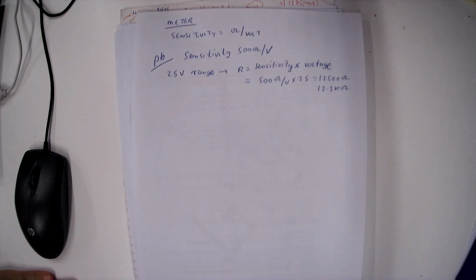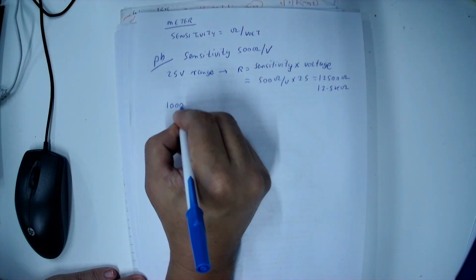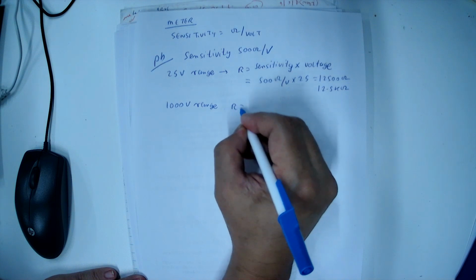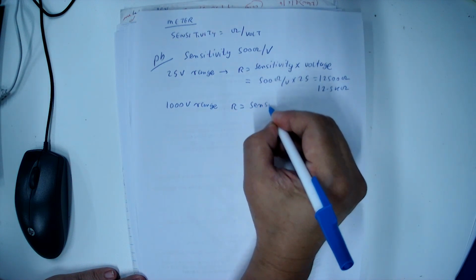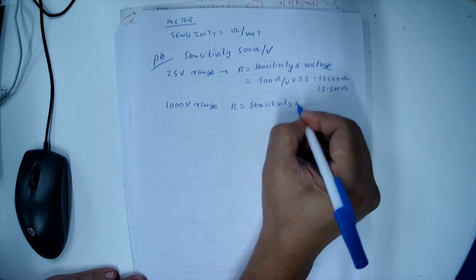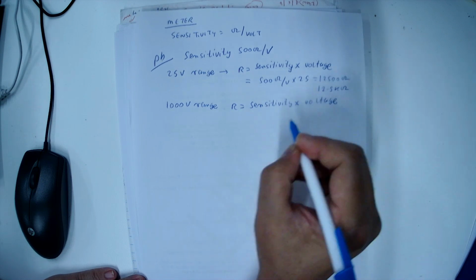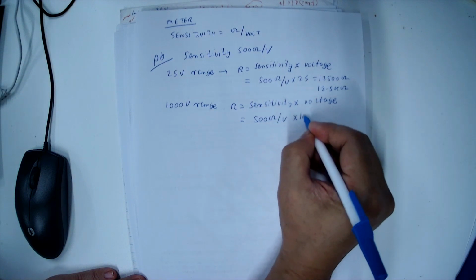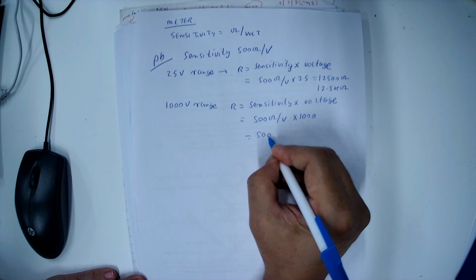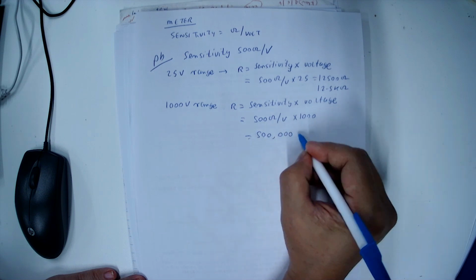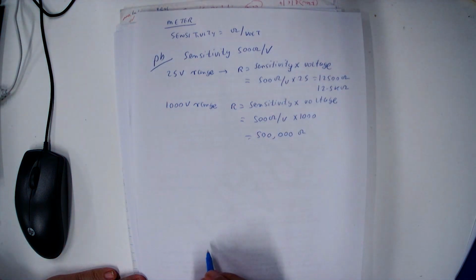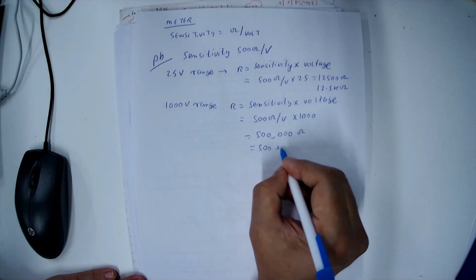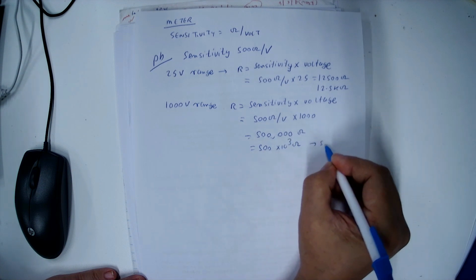The next one, 1000 volt range. So we also calculate resistance equal to sensitivity multiplying voltage. So the sensitivity is 500 ohm per volt multiplied with 1000. So that will be 500,000 ohm. So this will be 500 into 10 power 3 ohm, or 500 kilo ohm.